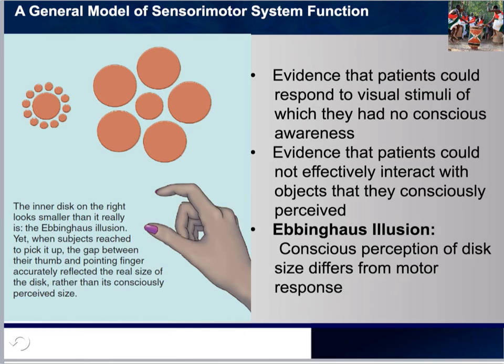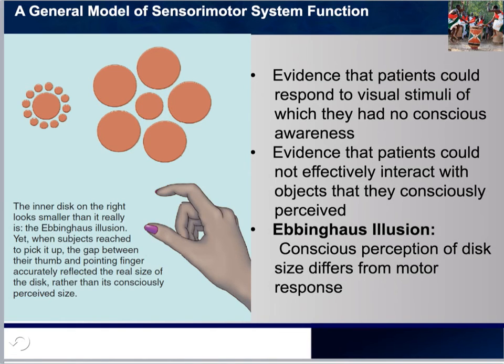When subjects reached to pick it up, the gap between their thumb and their finger accurately reflected the real size of the disc rather than its consciously perceived size. That is to say that regardless of the fact that it looks smaller here than here, their fingers were actually aligned with the size right here. Again, evidence pointing to how patients are able to respond to visual stimuli despite not being consciously aware.